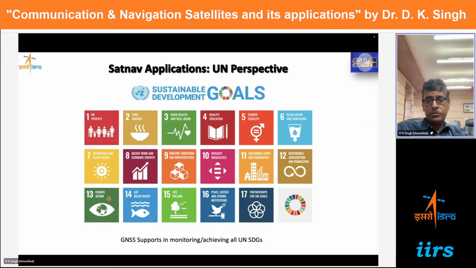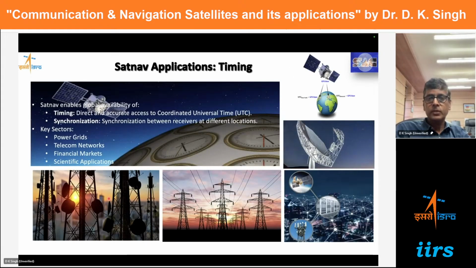You will be surprised to know that the SatNav application touches the sustainable development goals set by the UN, 17 goals, and most of the goals are touched by navigation also. So satellite navigation is also one of the means to attain those sustainable development goals.